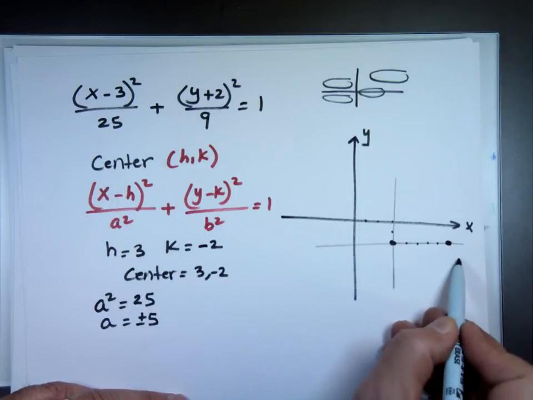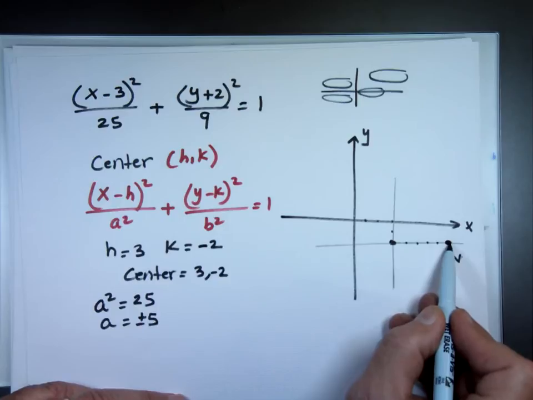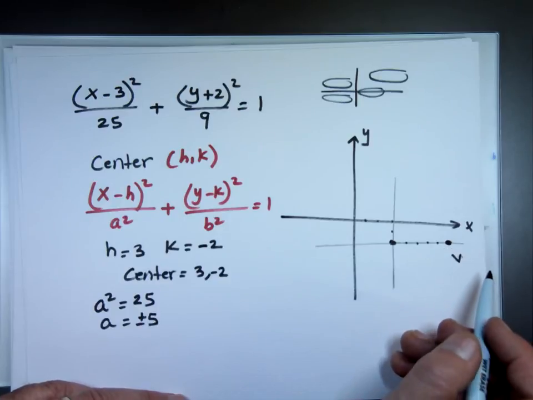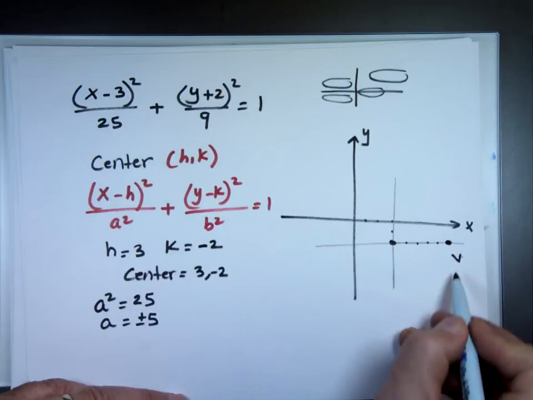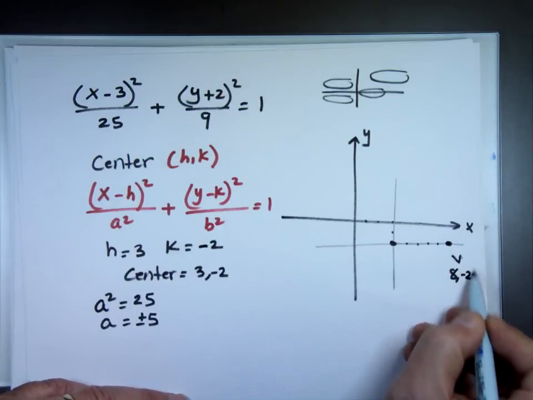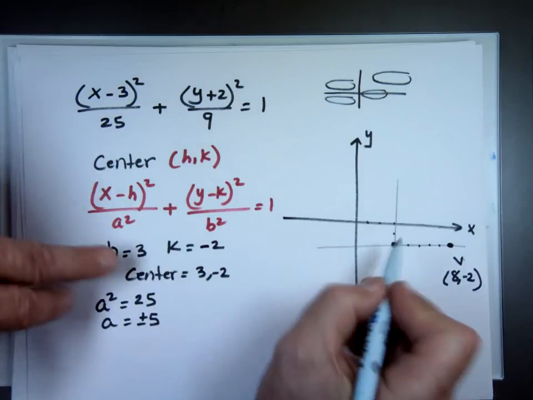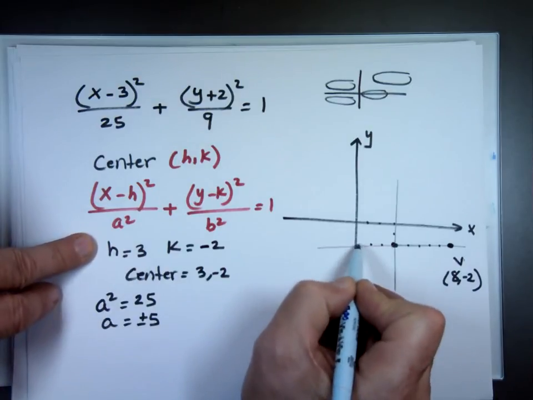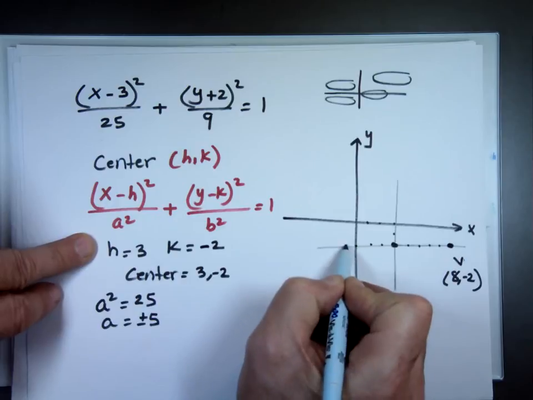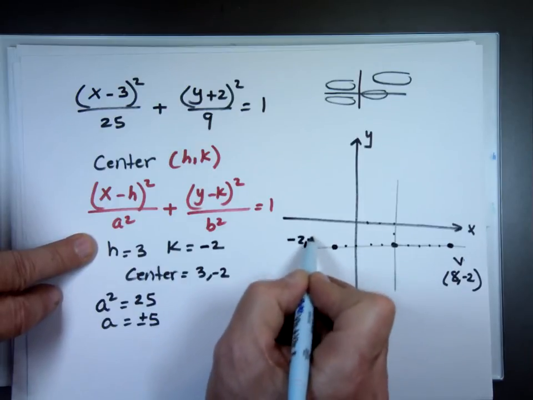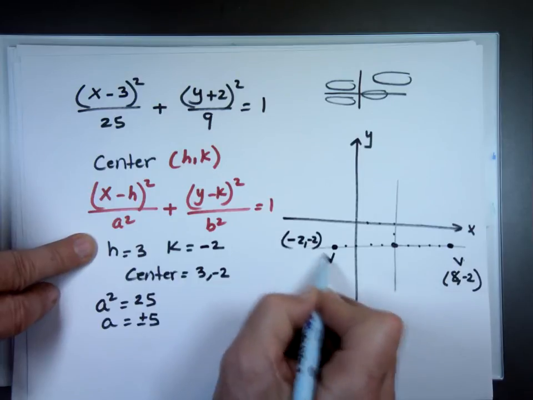So what's the vertex? What's the coordinates of that point now? Well, it's not 5, 0. 8, negative 2. Very good. Took us a few tries, but we got it. Go 5 to the left. 1, 2, 3, 4, 5. Negative 2, comma, negative 2. That's the other vertex. Wow.